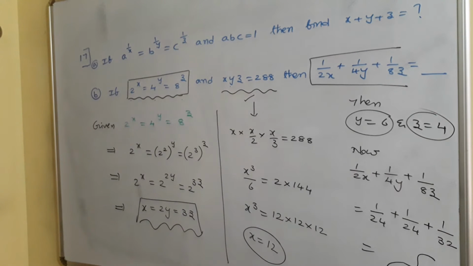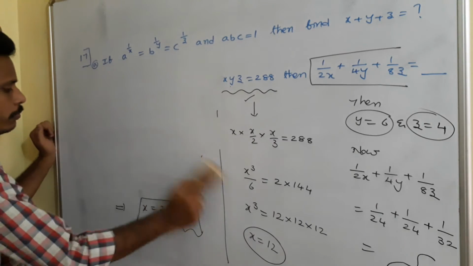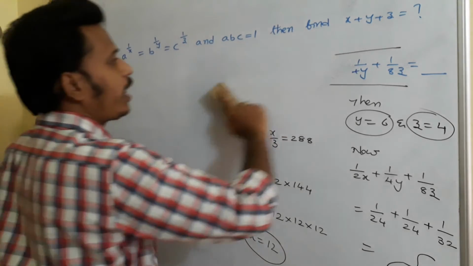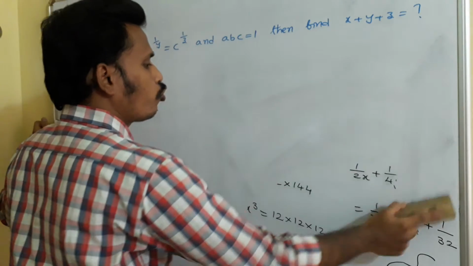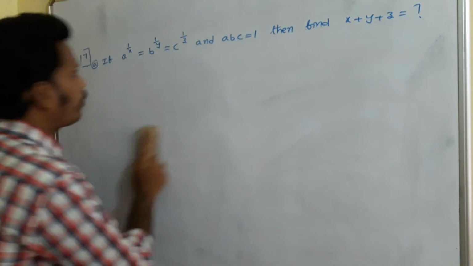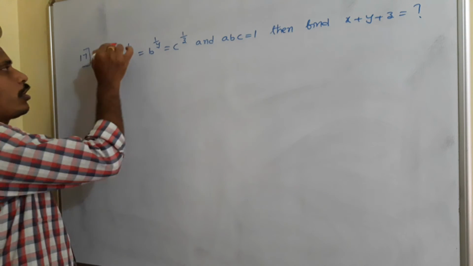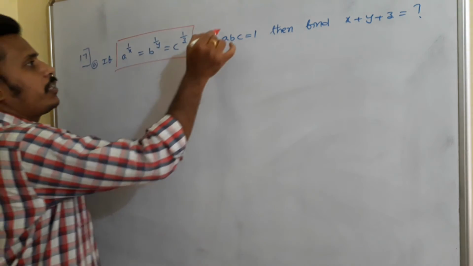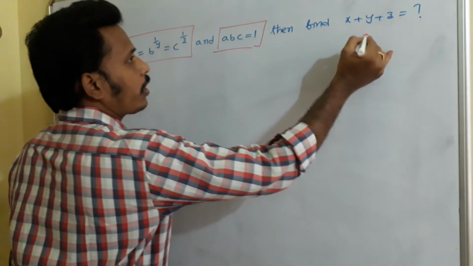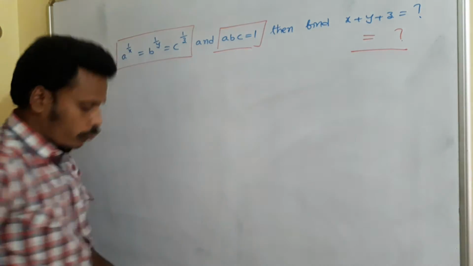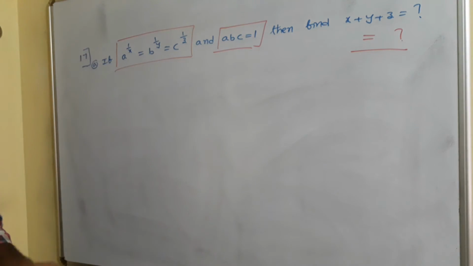17b is over, and then you just look at 17a. 17a is also a simple problem. Where a power 1 by x is equal to b power 1 by y is equal to c power 1 by z is given, and abc is equal to 1 is also given. This is one relation and this is another relation, and our target is to find the value of x plus y plus z.